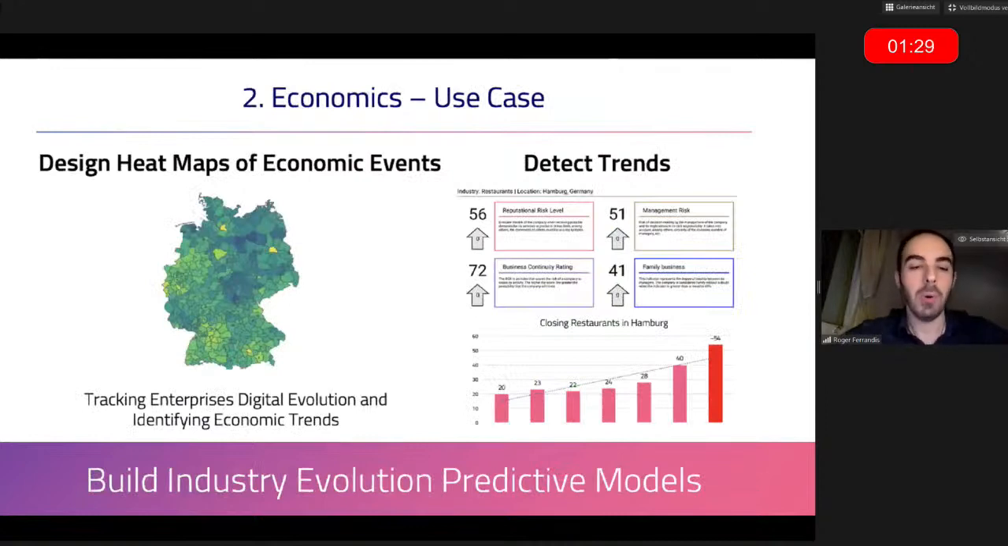For economics, what we propose is to track all the economic events that we can identify online, depending on the industry or the region, in order to identify unusual behaviors. For example, if we see that one industry all of a sudden is increasing the way they are offering and selling their products online, or if we see that in one specific region, all the restaurants all of a sudden are starting to close their business. The idea here is to identify these events and help the Bundesbank to act before the consequences are too big.